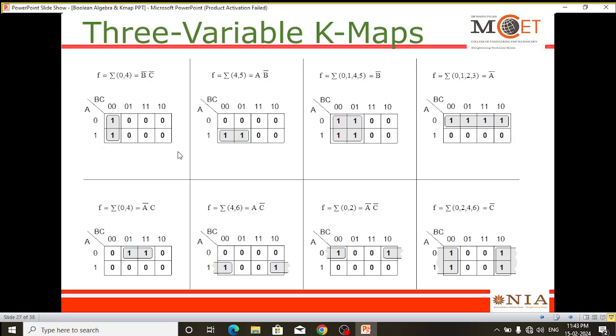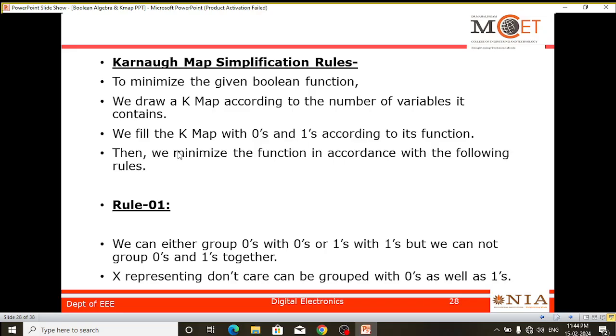So a 2 variable K-map will have 4 squares, 4 boxes, and 4 minterms are possible. In a 3 variable K-map there are 8 minterms, and for the 4 variable K-map, 16 squares can be used. So 2 variable: 4 squares, 4 minterms; 3 variable: 8 squares, 8 minterms; 4 variable: 16 squares, 16 minterms in K-map simplification.